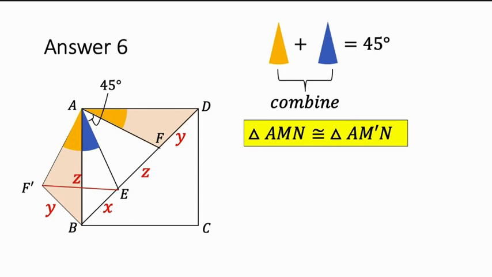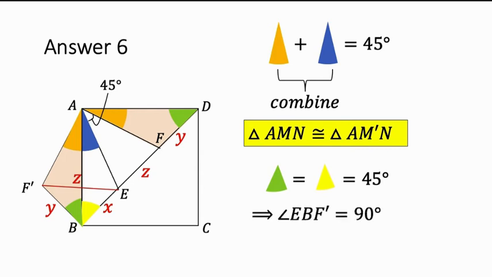Notice that ADB and ABE are both 45 degrees. This means that when these two combine together, it will add up to 90 degrees. And this is just how we prove that x squared plus y squared equals z squared.